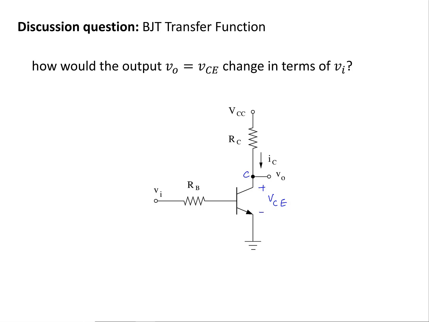This is a common configuration for BJT circuits. It is called common emitter configuration, but today we want to find the transfer function for this circuit. We want to know how Vout changes for different values of Vi. We will find Vout for Vi changing between 0 to VCC.